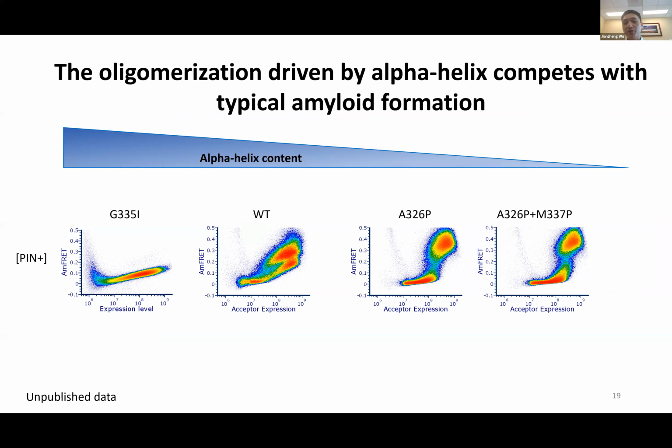When we compare the amyloid formation propensity among these alpha helix mutants, we find that the helix-mediated oligomerization competes with typical amyloid nucleation. As you can see here, the alpha helix enhancing mutant G335I completely blocks amyloid formation. As the helix content decreases, the population shifts towards the typical amyloid.